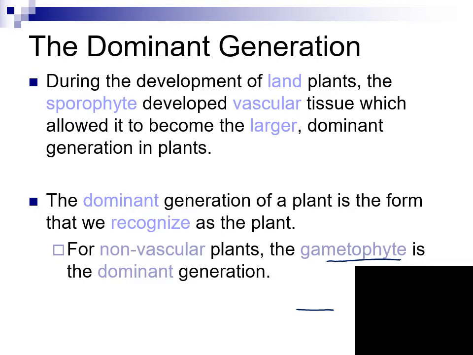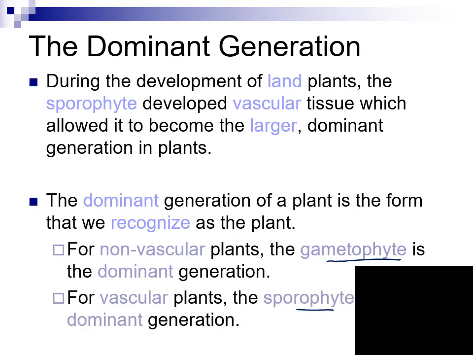So for the non-vascular plants, the gametophyte is the dominant generation, and these are going to be smaller plants all around, but that's going to be the part that you recognize. And then for the vascular plants, the sporophyte is going to be the dominant generation.